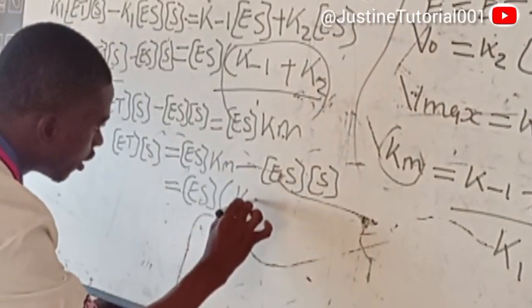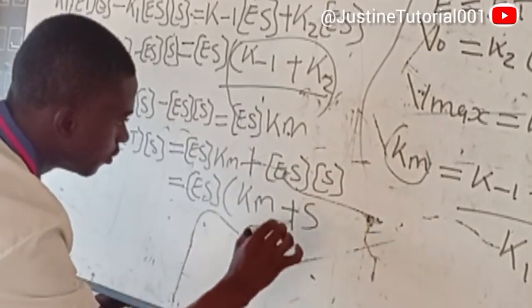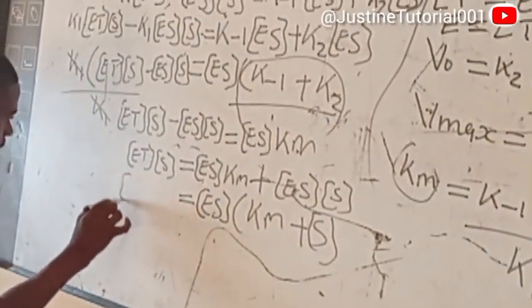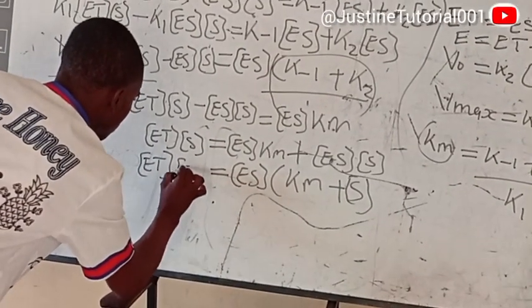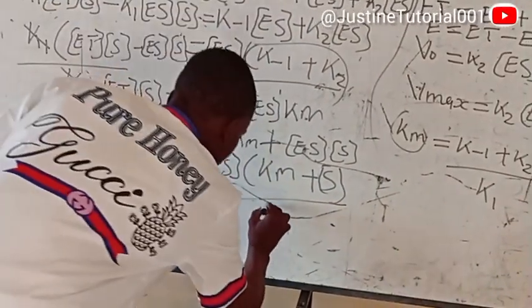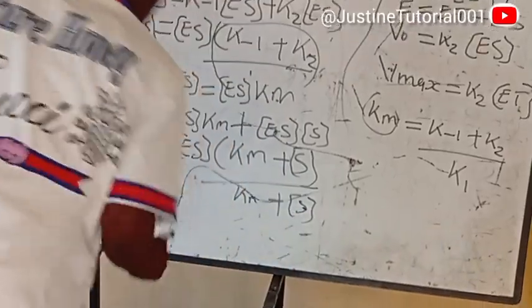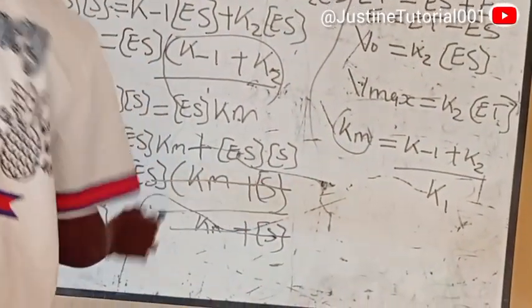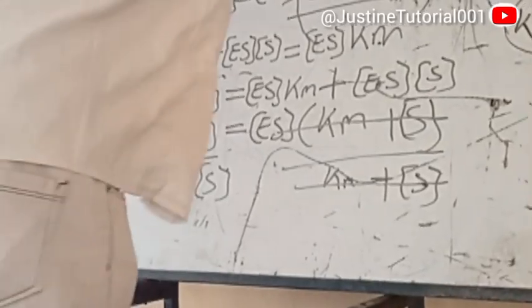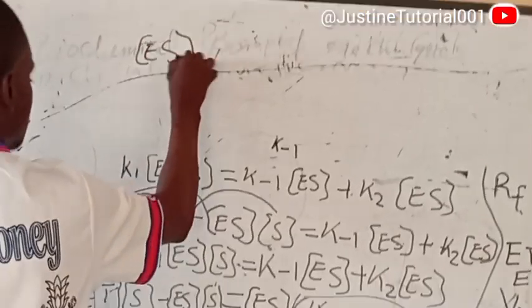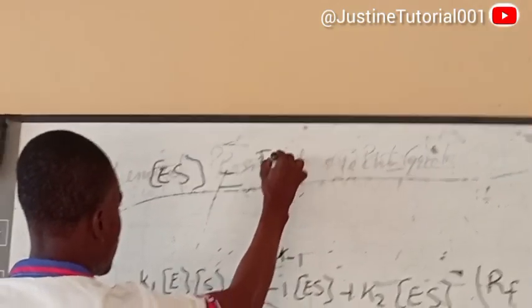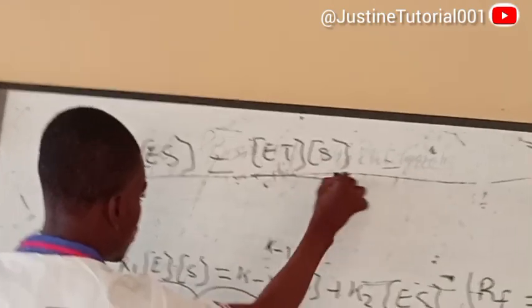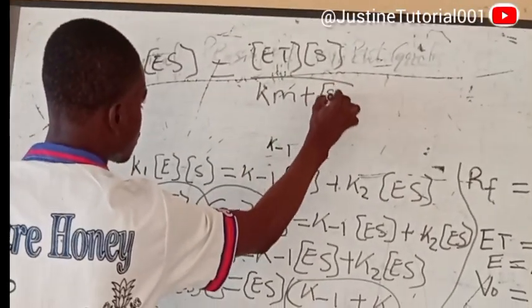Since there are like terms here, we have to bring one of it outside. Enzyme-substrate complex Km plus substrate equals enzyme total substrate. So let's divide both sides by Km plus substrate. This will cancel this, and your enzyme-substrate complex will be equal to enzyme total substrate all over your Km plus your substrate.